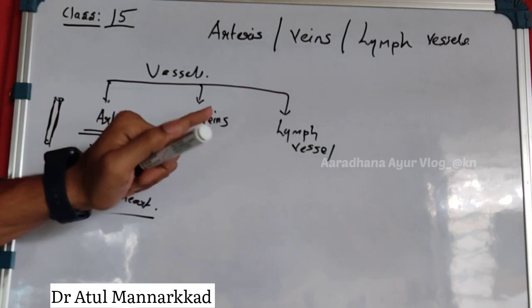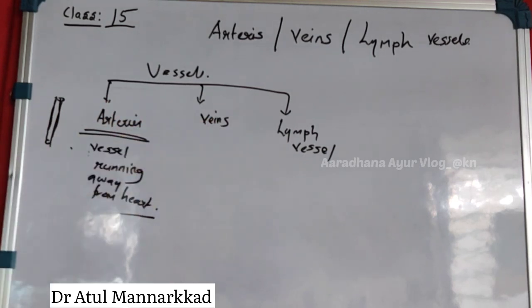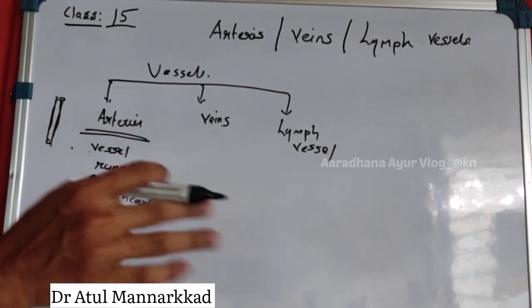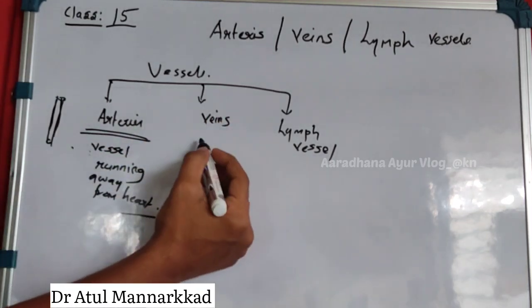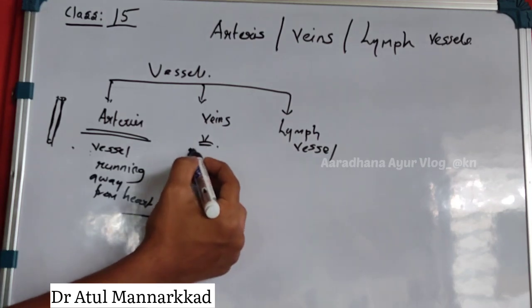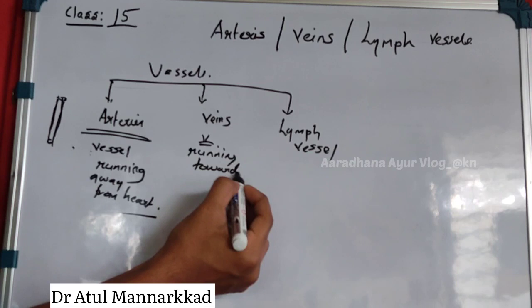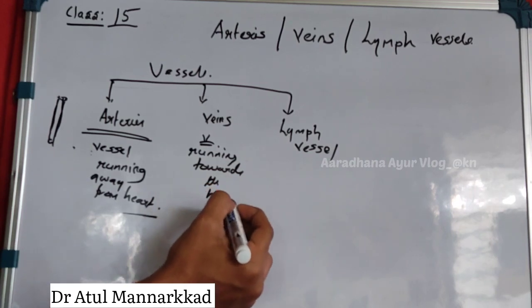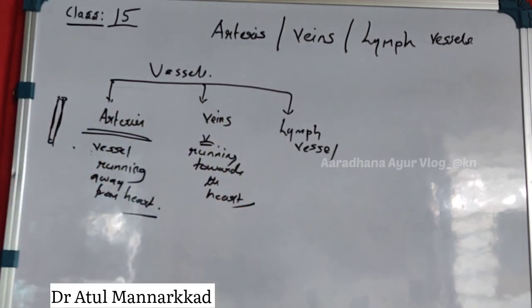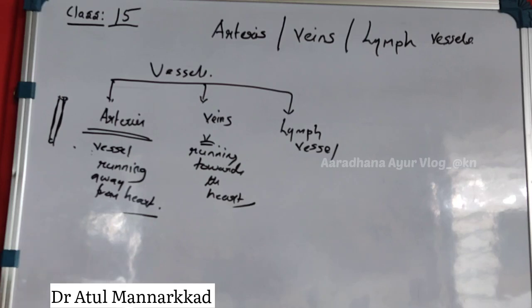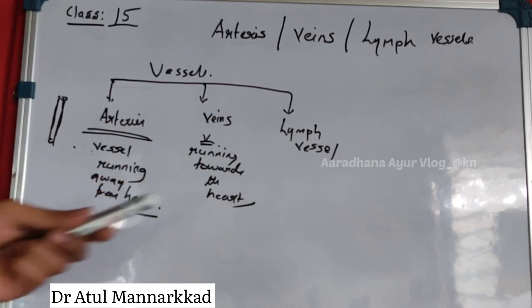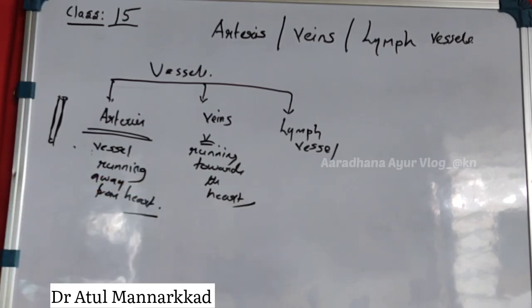Same when we see the veins. Veins are the vessels which are running towards the heart, just opposite to arteries. These are also vessels only, but they run towards the heart, bringing the blood back to the heart for purification and so on. We will see it in detail.